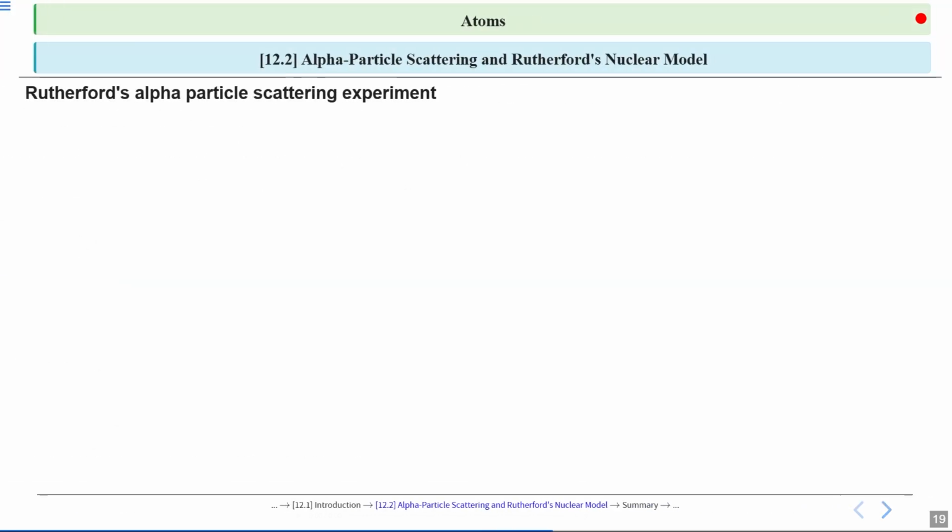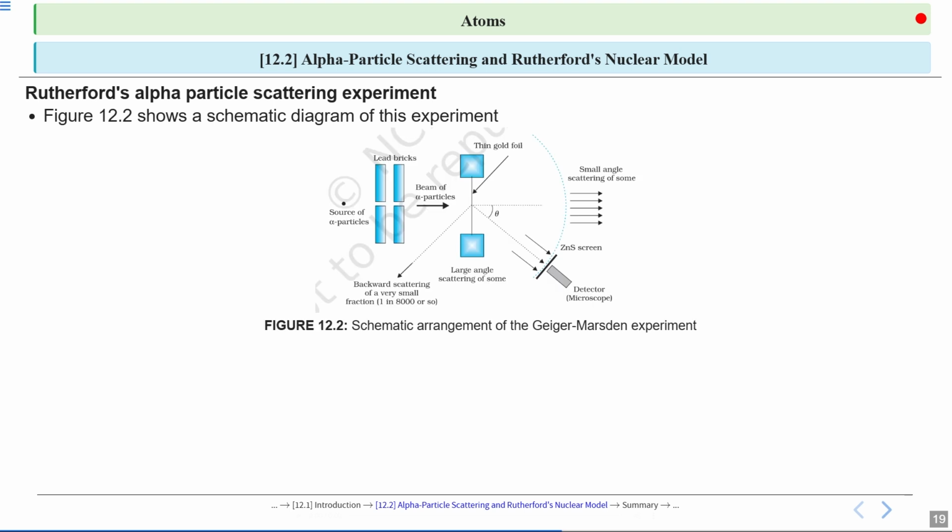Now we are going to discuss the Rutherford alpha particle scattering experiment, which was a key experiment in understanding the structure of the atom. Take a look at figure 12.2, which shows a schematic diagram of this experiment. Here is the actual schematic diagram of the Geiger-Marsden experiment, also known as the gold foil experiment. Point out the source of alpha particles and the thin gold foil in the center, and the detector that moves around to catch the scattered particles. This setup allowed Rutherford and his team to observe how alpha particles interact with atoms in the gold foil.